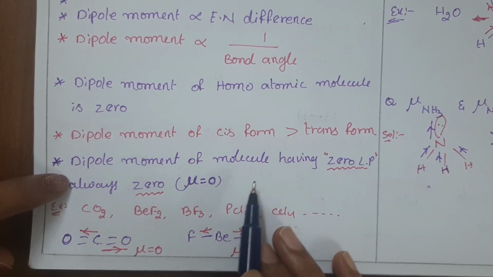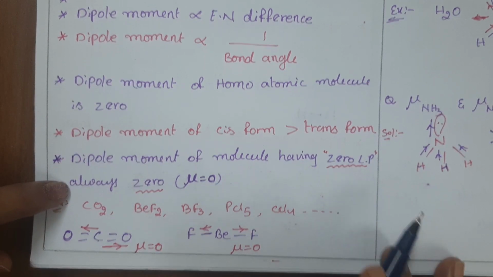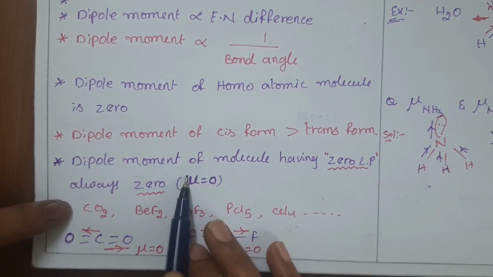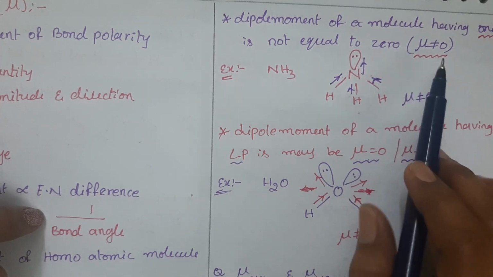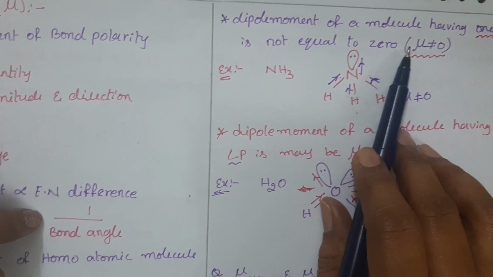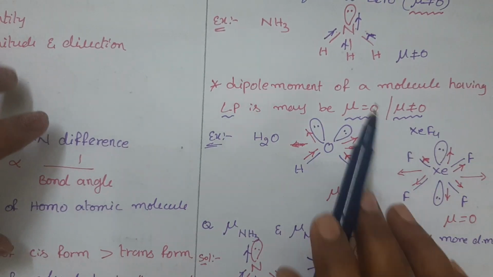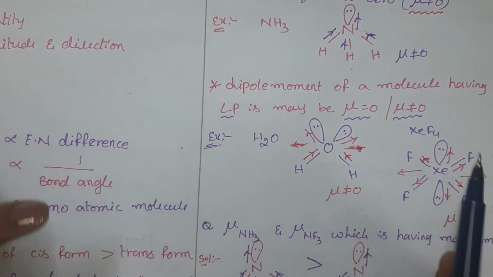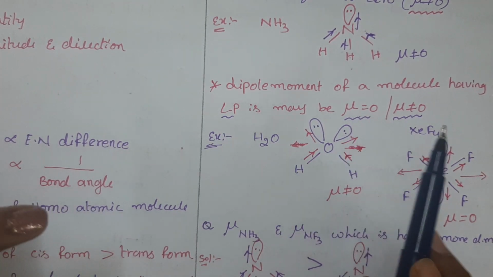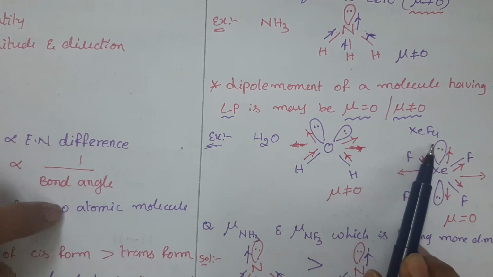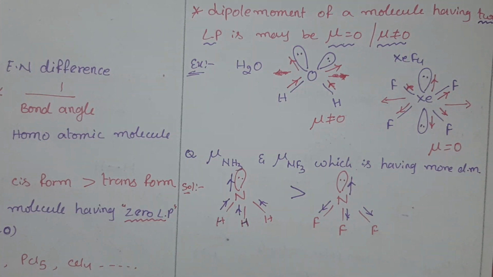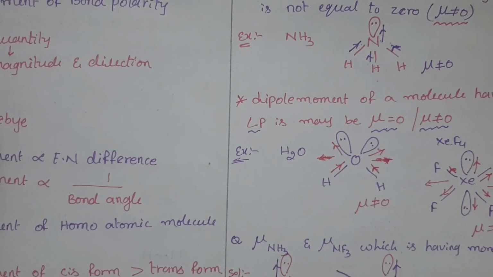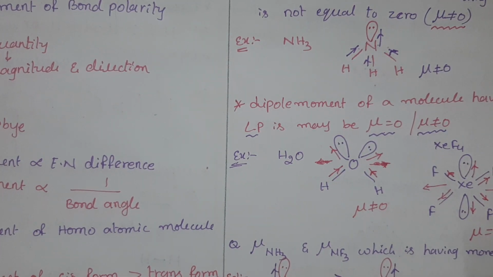Next, if the molecule is having 0 lone pairs, the dipole moment is always equal to 0. If the molecule is having one lone pair, the dipole moment is always not equal to 0. If a molecule is having two lone pairs, sometimes it may be equal to 0 and sometimes it may not be equal to 0. So depending upon the structure we can calculate the dipole moment. So it is about the dipole moment and its tricks. That means tricks to measure the dipole moment.